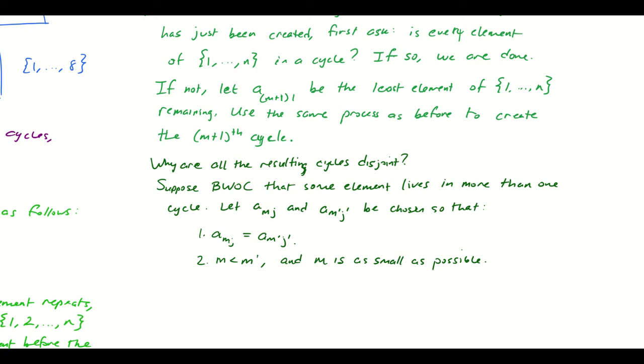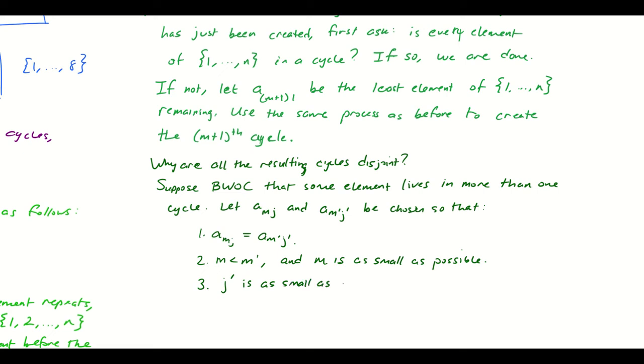In other words, I need these elements to be duplicates of each other, but given that, I want m to be as small as possible. In other words, I want to try and find a duplicate in a cycle that is as early in my sequence as possible. And finally, subject to all of that, I'm going to ask j prime to also be as small as possible.